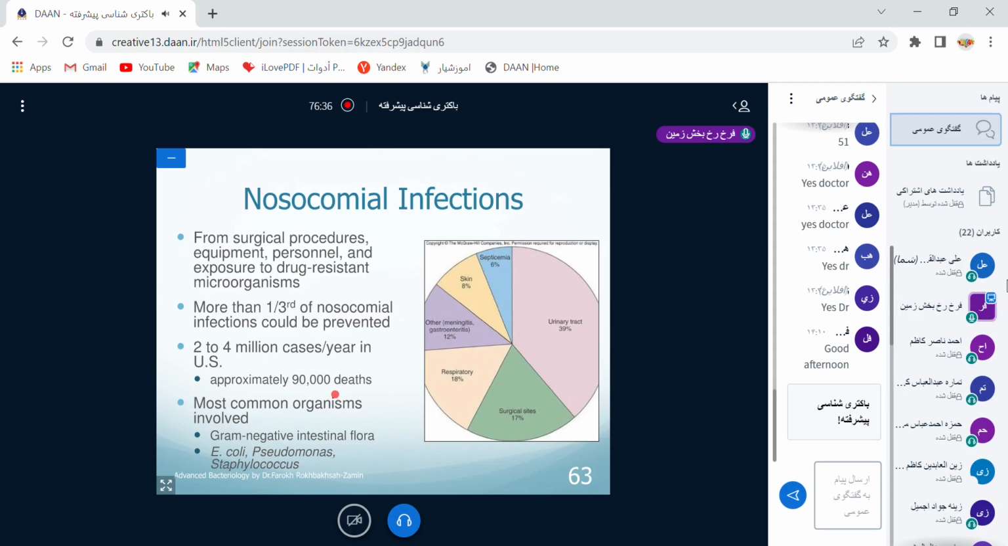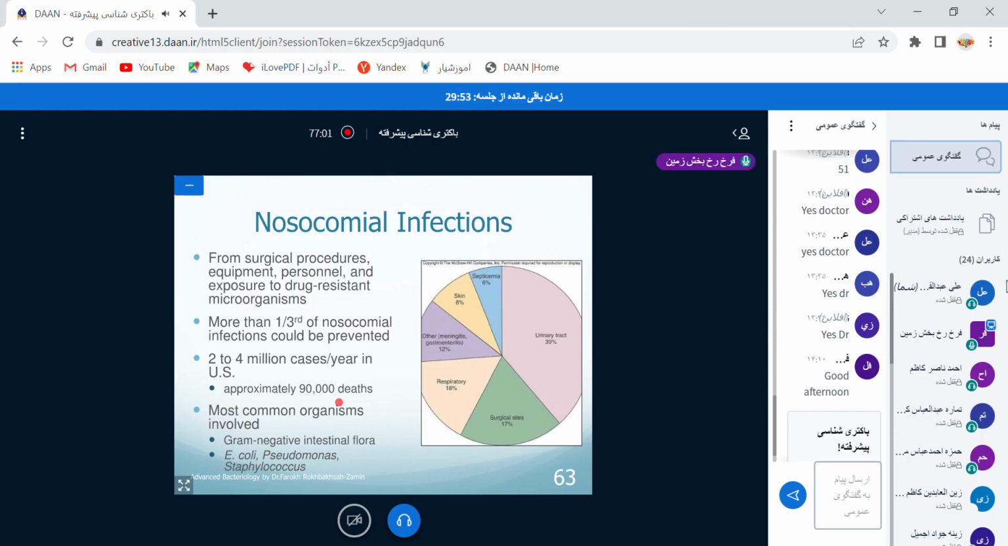Approximately 90,000 deaths are related. So 90,000 people in the US die, not according to their real problem. A person came for a heart operation and now he was going to die from sepsis of bacteria, for example, a nosocomial infection. So the heart problem was a big problem, but he didn't die from the heart operation, but died from a nosocomial infection.